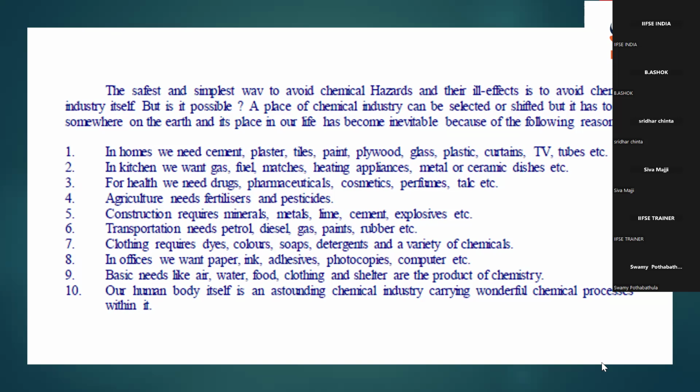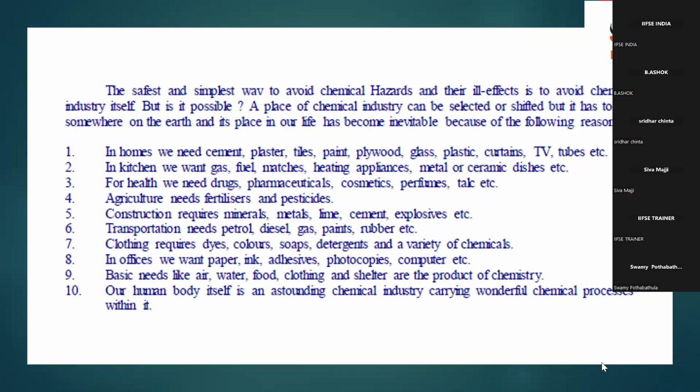In homes we need cement, plaster or tiles or paints and plywood, glass, plastic, curtains or TV tubes, etc. In the kitchen we have gas, fuel, matchbox, heating applications, etc. For health related drugs, as I mentioned, all pharmaceuticals and cosmetics, which are for beauty and skin care. And in agriculture, various farming needs like fertilizers or pesticides to grow the crop as well as to control pests on the crop.